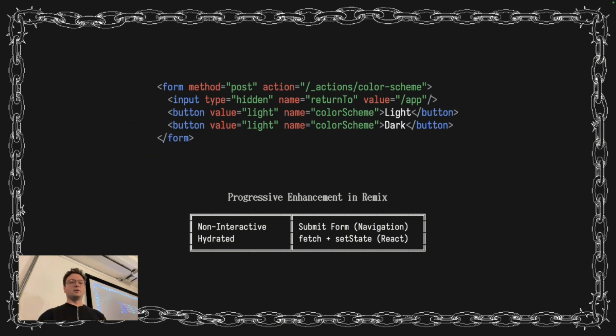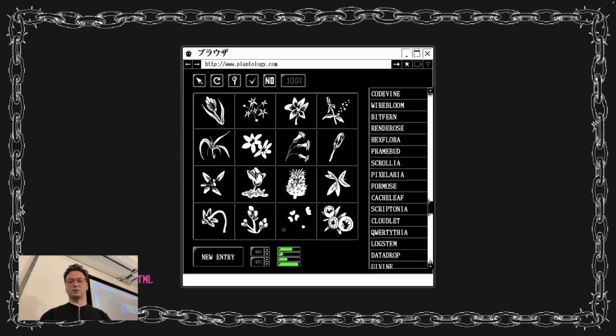Let's first talk about progressive enhancement. So this is an example from Remix. Shout out to the Remix community. This is an example of a color scheme switch, right? And as you can see, this is just plain HTML, and this will work even without JavaScript, because it's just a form submit. But then once your app gets hydrated, it becomes interactive, and then it can work more efficiently with just state changes and maybe with some fetch. So you don't have to do the full page refresh.